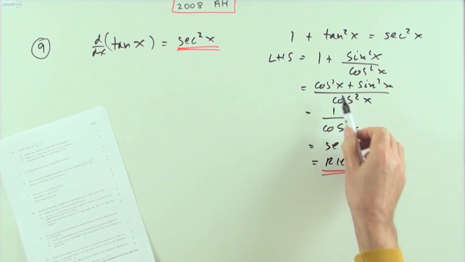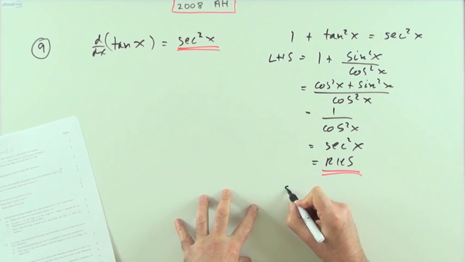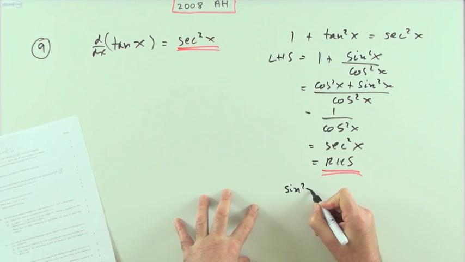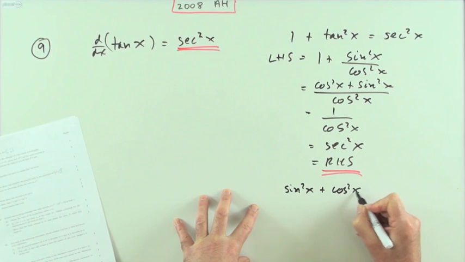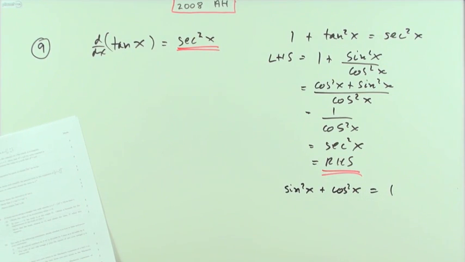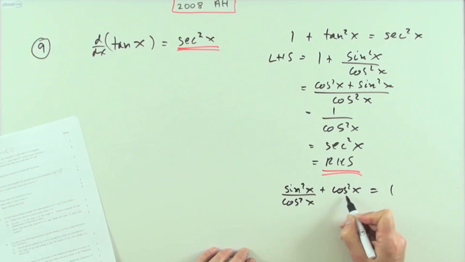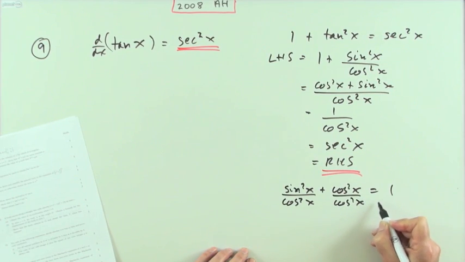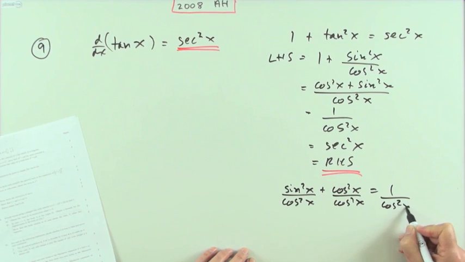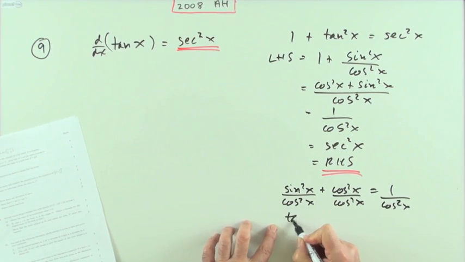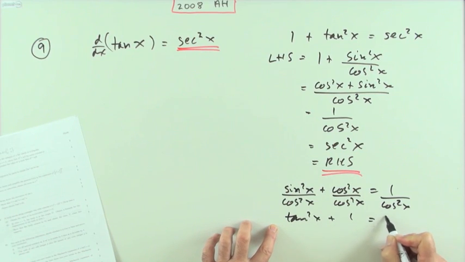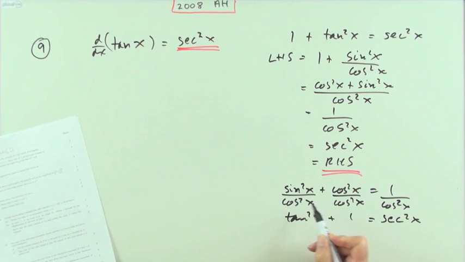Or you could just start from the equation sine squared plus cos squared equals 1, and then just divide everything by cos squared. So you've got sine squared over cos squared plus cos squared over cos squared equals 1 over cos squared. And then you've got tan squared plus 1 equals sec squared. That's usually what you would do, just to remind yourself of that if you're going to use it in a question somewhere. So either of those ways would do.